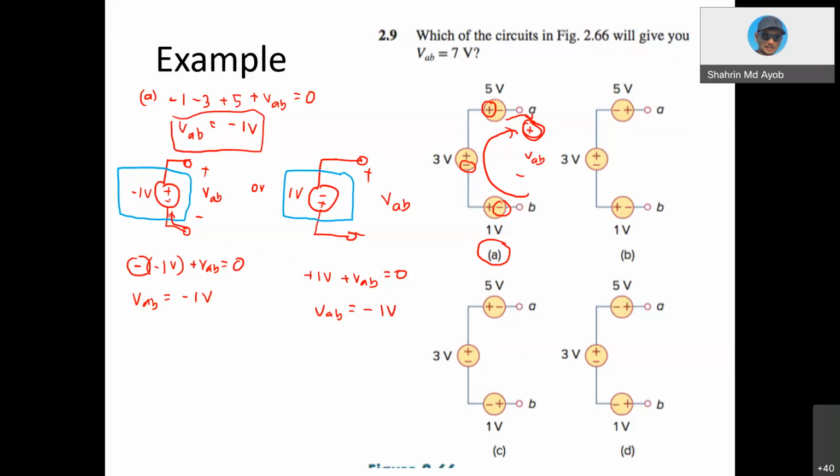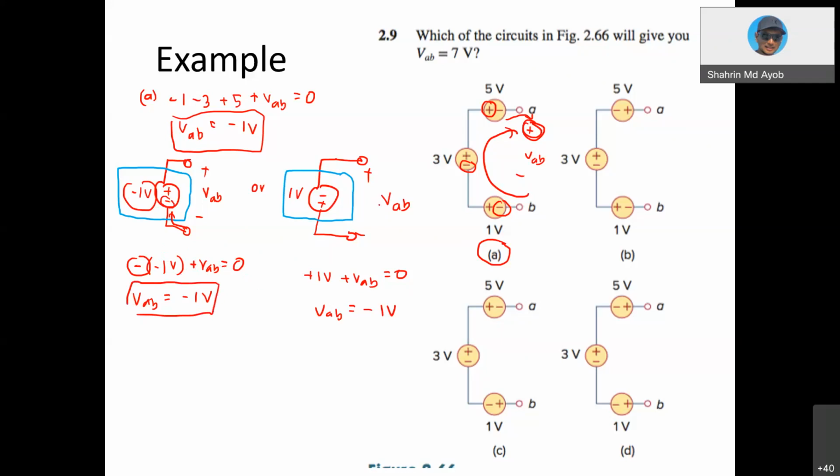Okay, you see the negative terminal, so negative, and then the value of the voltage source is -1 volt. So that's why negative 1 volt plus VAB equal to 0. So you will finally get VAB is equal to -1.